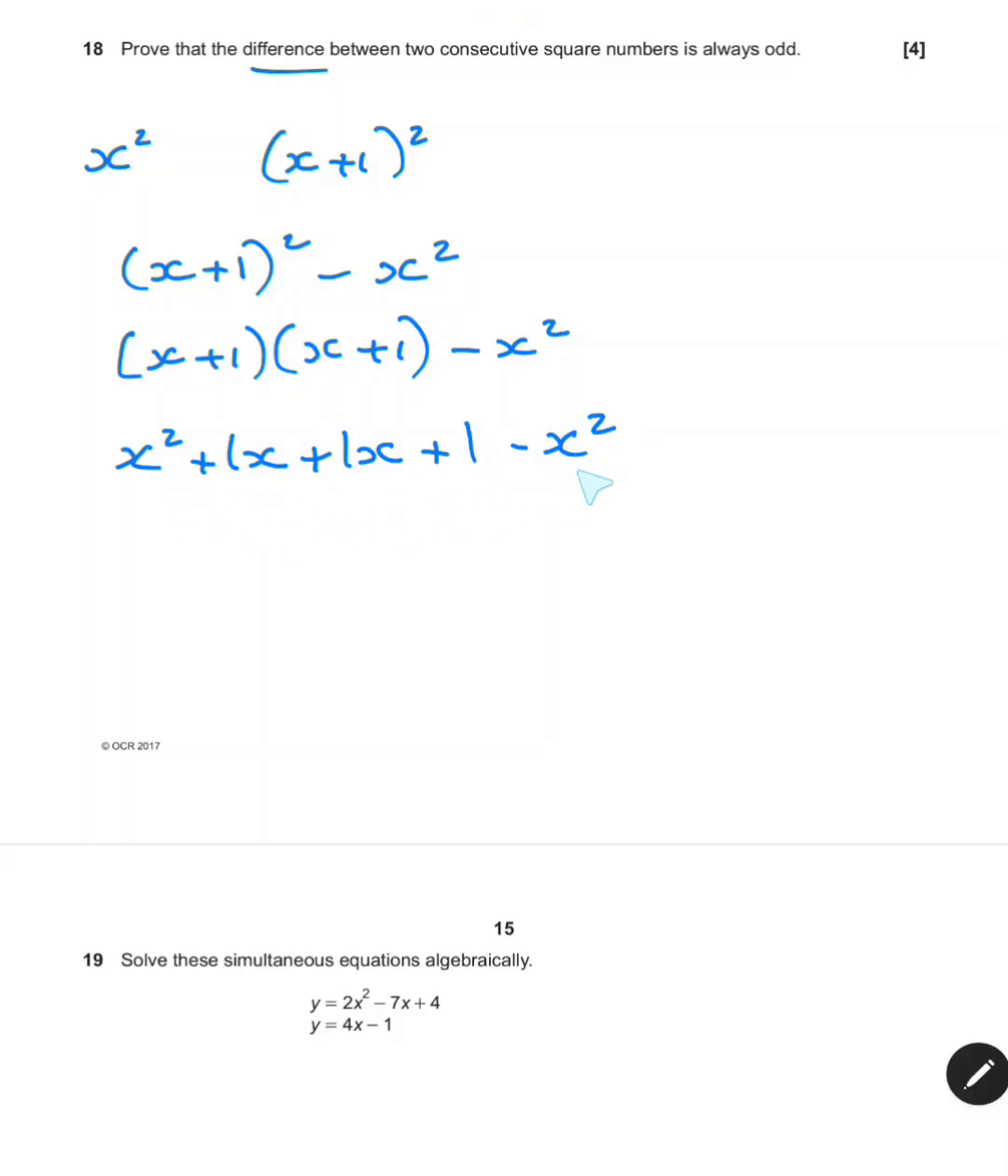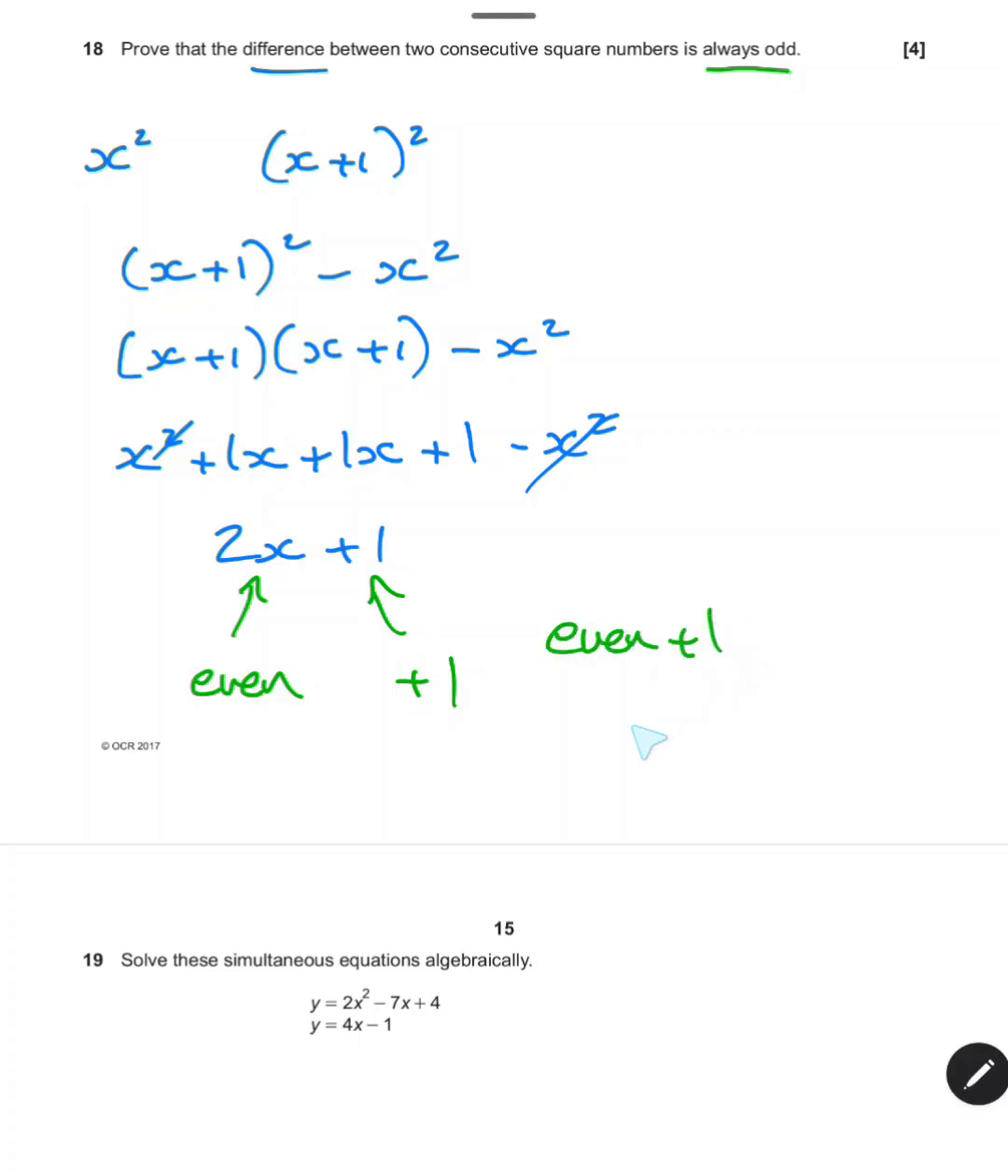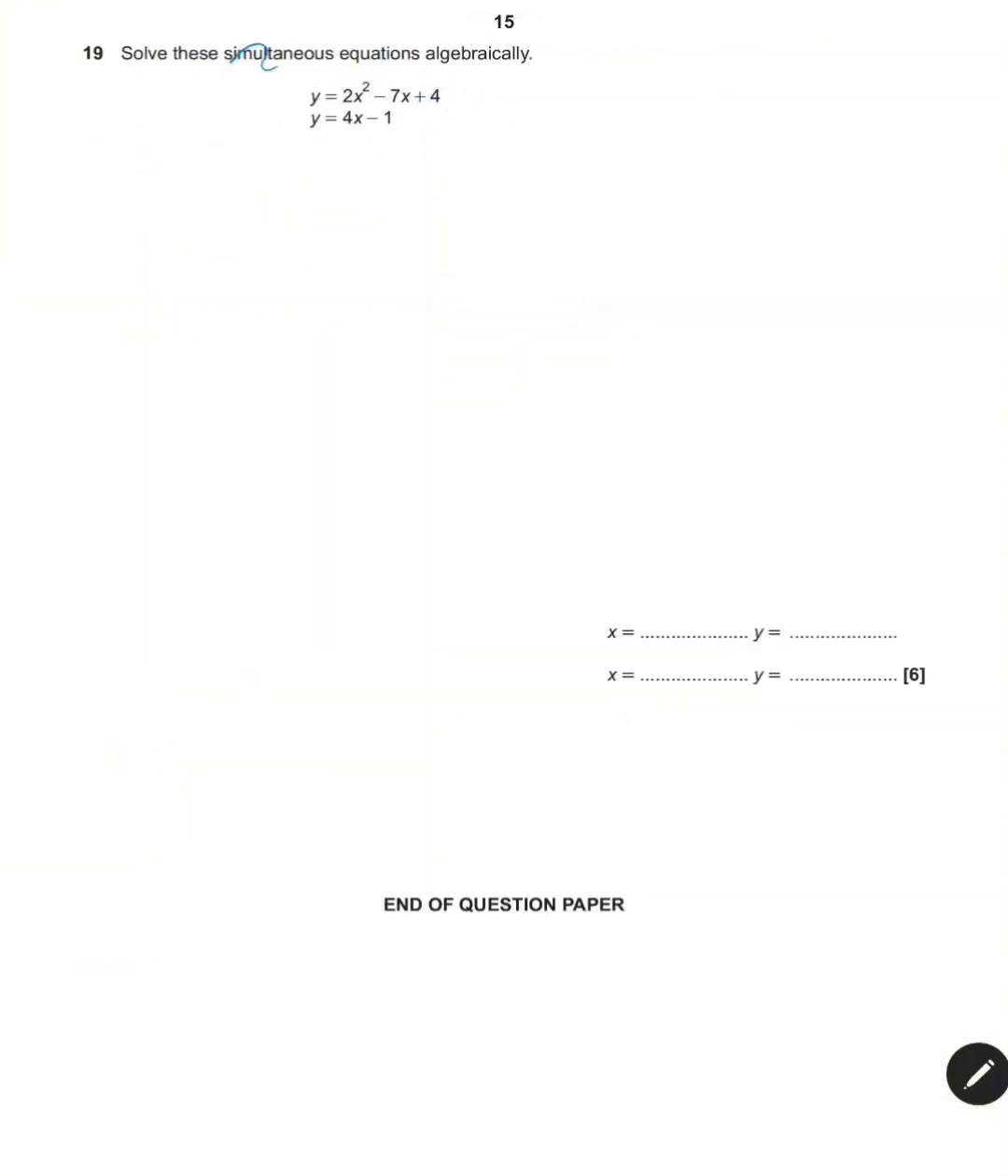Tidy all this up. x squared take x squared is gone. We've got 2x plus 1. And what are we actually looking to prove? That this is always odd. Well, anything times 2 is even. And we're going to add 1 to an even number. And you can just say even plus 1 is odd.